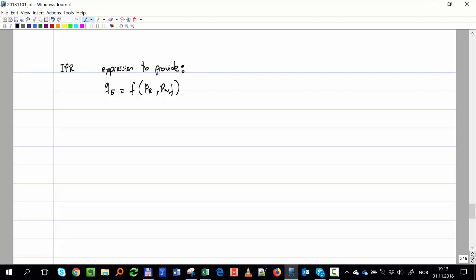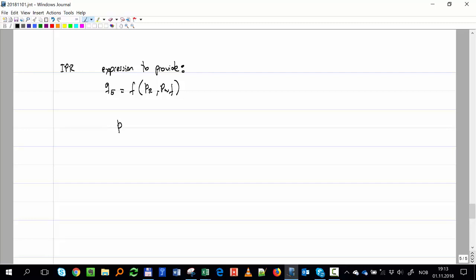our intention is to find an expression when we calculate IPR, inflow performance relationship, that will give me the rate if I introduce reservoir pressure and flowing bottom hole pressure. So for that, let's say something first about that reservoir pressure.